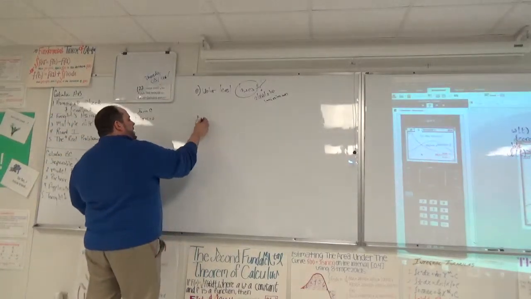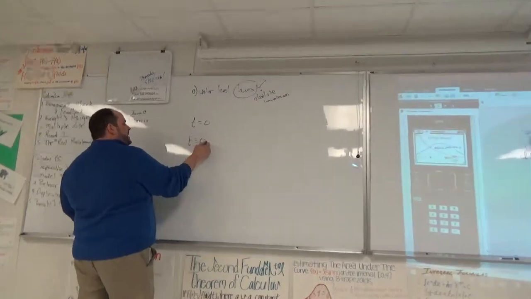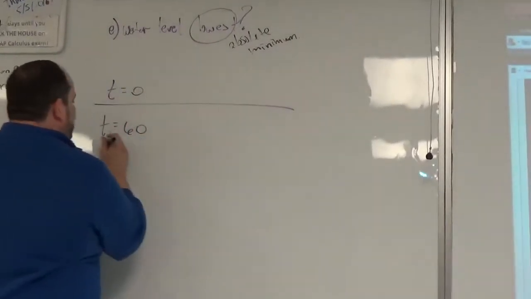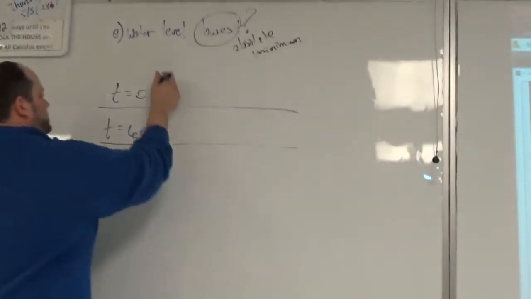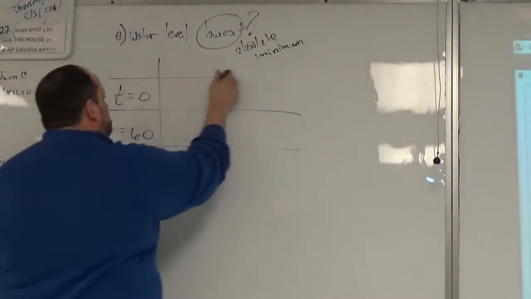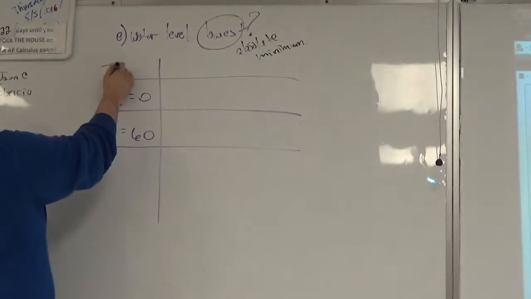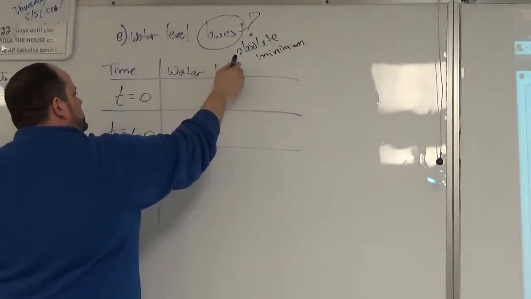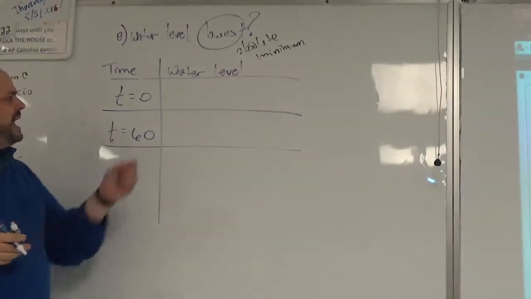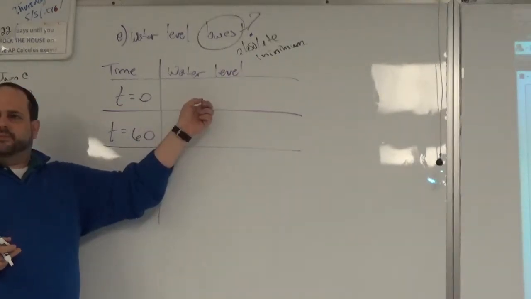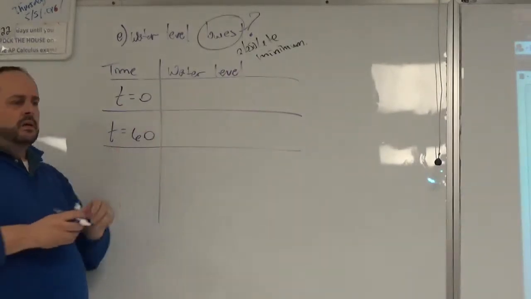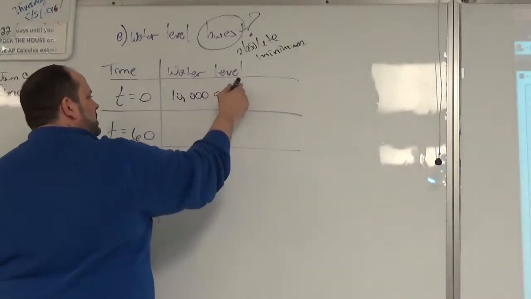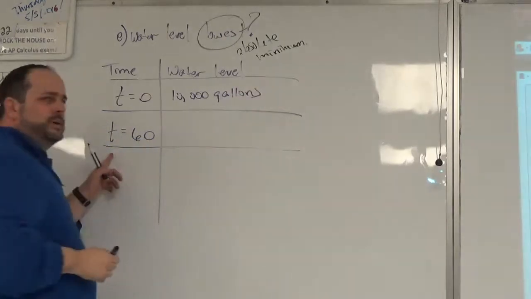So I'm going to look at time 0. I'm going to look at time 60. Mrs. Blakely at East End does a great job teaching her students to set up a little table. The table over here is the time, and over here is the water level. At time 0, what's the water level? How much water? 10,000 gallons.